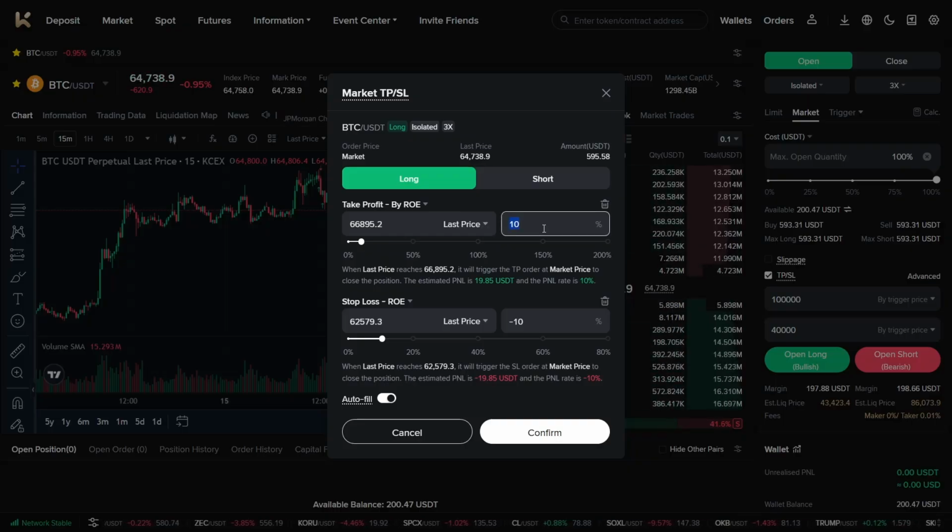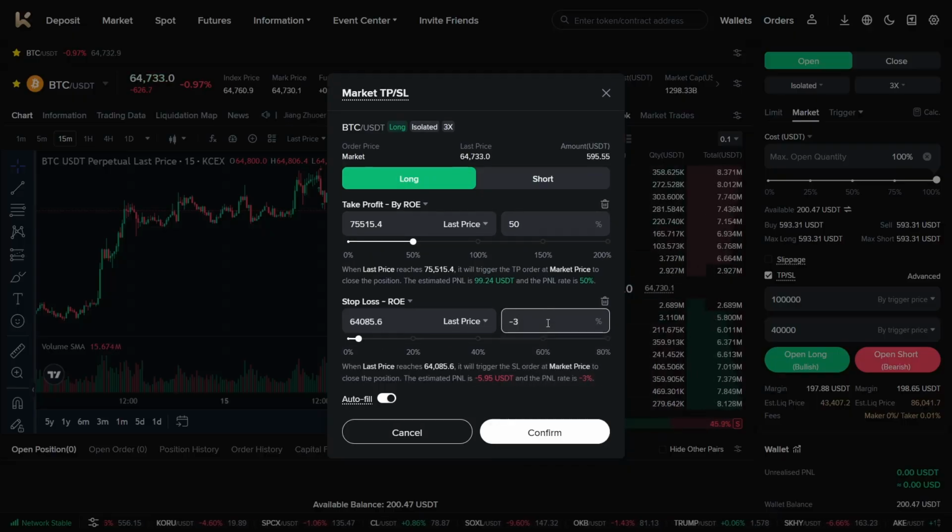So let's say I'll be happy with a 50% gain. That would take Bitcoin to about 75,515. On the downside, I don't want to lose more than 30% of my initial position. And we can see Bitcoin's price would be at about 58,000.